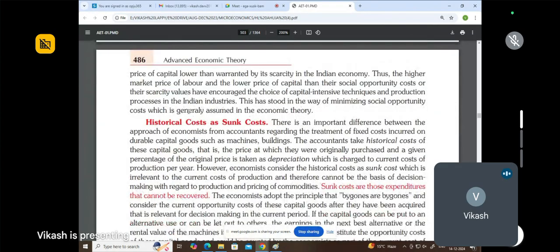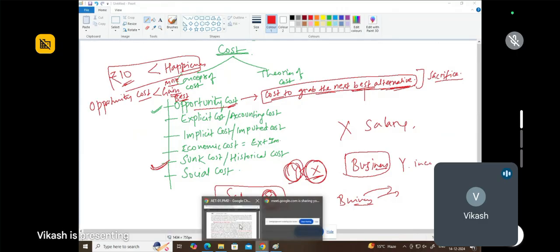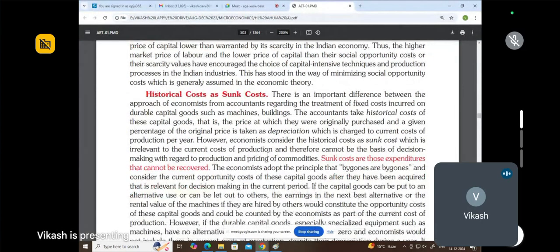Now the next is, at 486 you can see historical cost. So we have done with the opportunity cost. Now let's begin with the historical cost. Now the historical cost or sunk cost, as you can see in the explanation also, look at this red bold line: sunk costs are those expenditures that cannot be recovered.